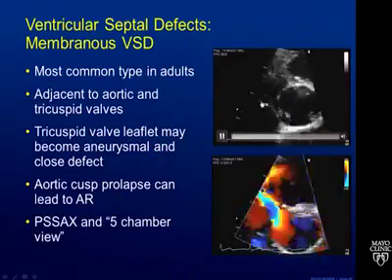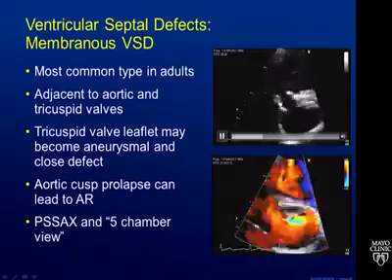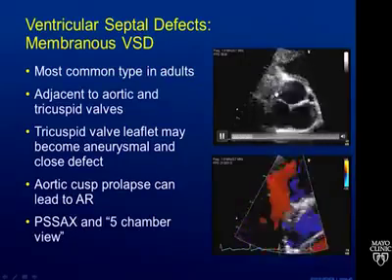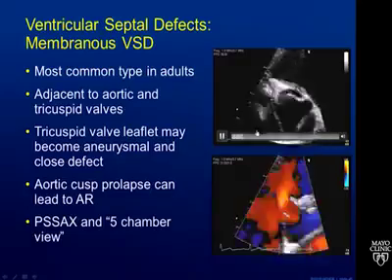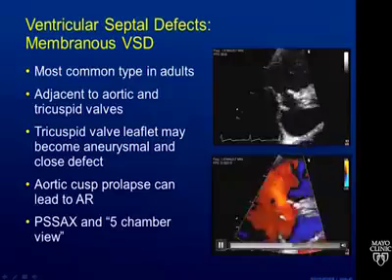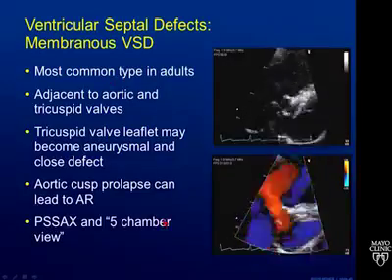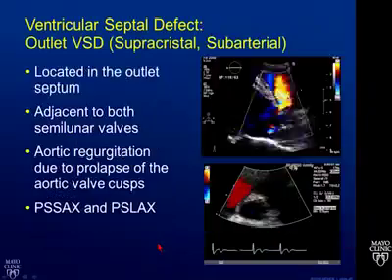Sometimes you'll see this tricuspid leaflet become aneurysmal and close off the defect, so you really may not have much of a defect left because the tricuspid valve will close that defect off. Sometimes the aortic valve will prolapse and you'll get aortic valve regurgitation. And this defect is best seen in this short axis view and then in that five-chamber view.